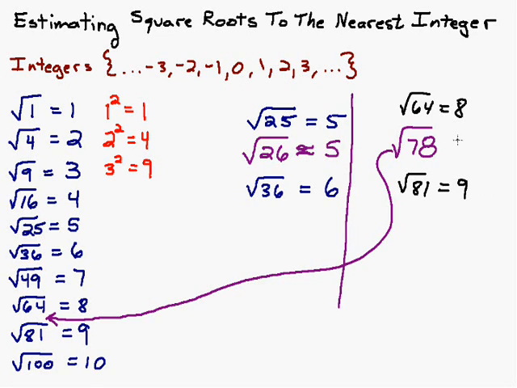So the square root of 78 is going to be 8 point something. Is it going to be closer to 8 or is it going to be closer to 9? Well, look at 78. Is it closer to 64 or is it closer to 81? It's definitely closer to 81. So if I had to round this to the nearest integer, I would say it's going to be about 9. If I had to round it to the nearest tenth, I would say 8.8. That's a good guess.